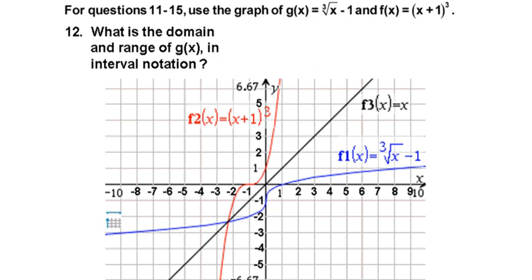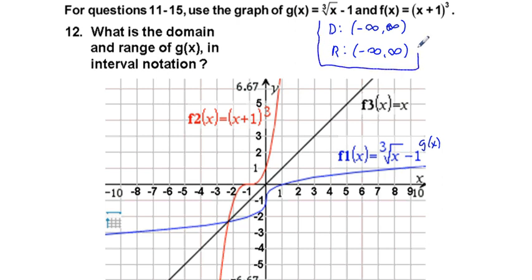Next, 12, what's the domain and range of g of x? And g of x is this cube root function, so I'm going to write over here g of x. And our domain, I'm going to just use capital D, is going to be greater than negative infinity, less than infinity. And our range is going to be the same thing, greater than negative infinity, less than infinity. Okay, so that's going to be that one there, and problem 12.